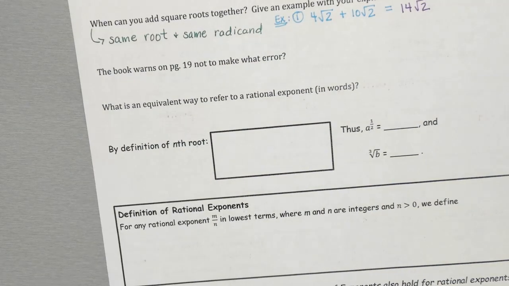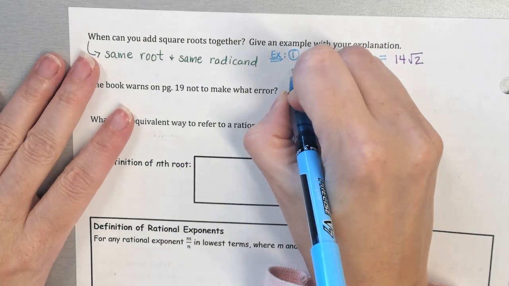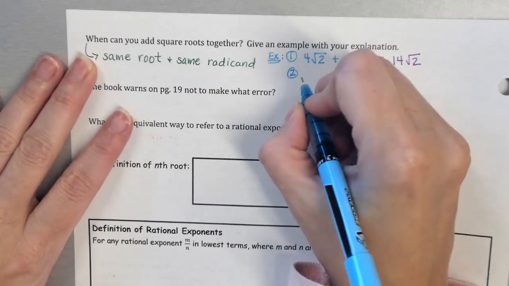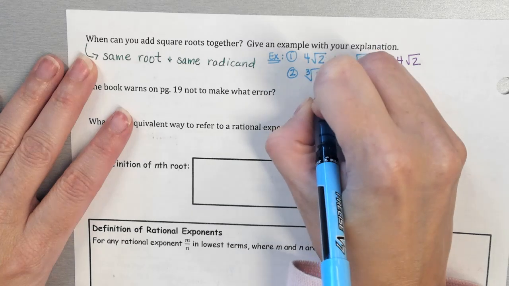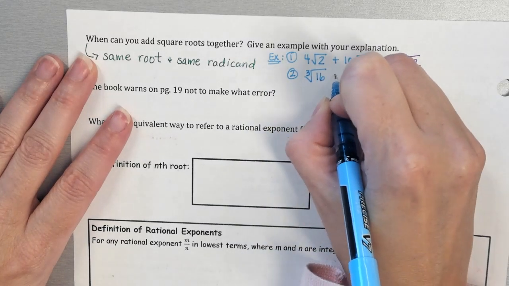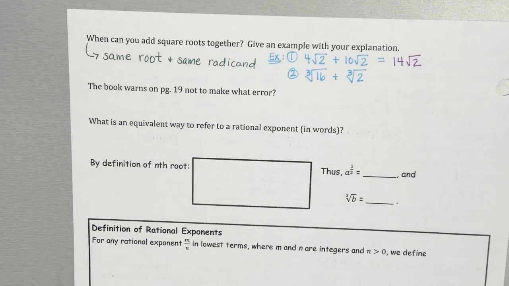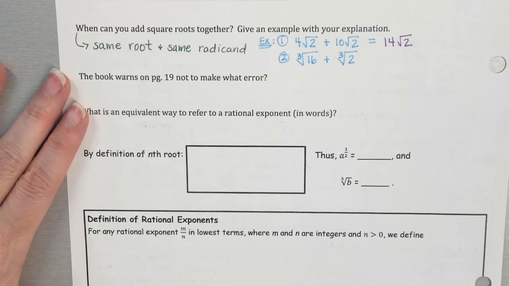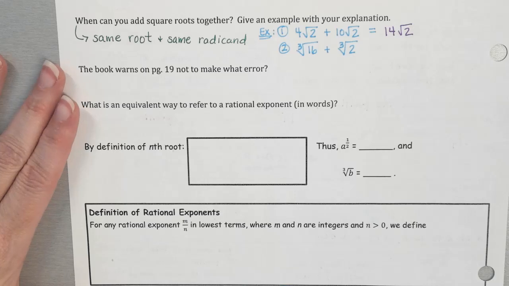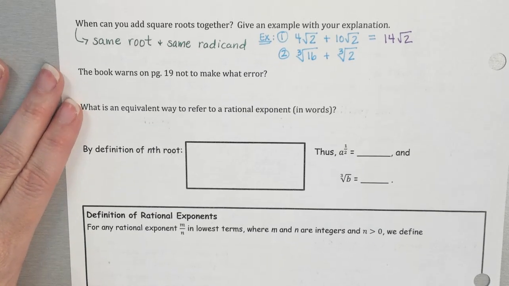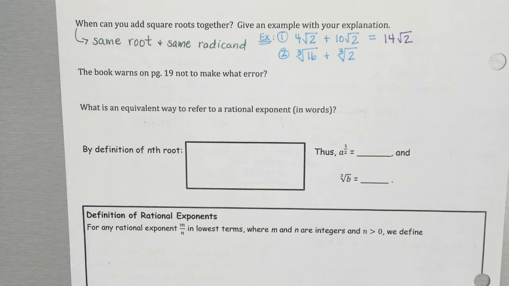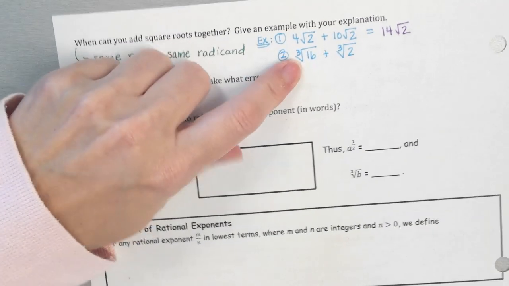Okay, and then last year, you guys had some harder examples, like you had some hidden roots in there. So this is the cube root of 16 plus the cube root of 2. Now at first glance, those don't look like they're the same, but remember, with every single radical, you have to simplify. And that means there could be perfect squares hiding in here.